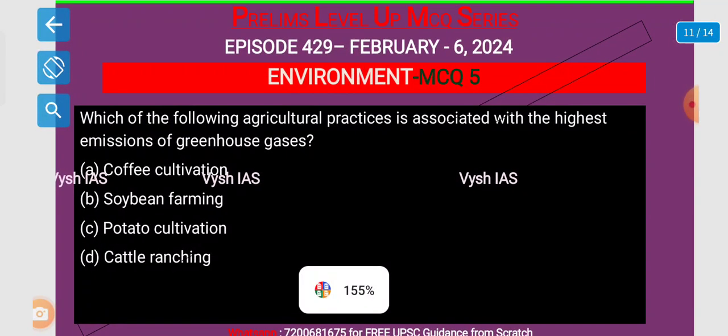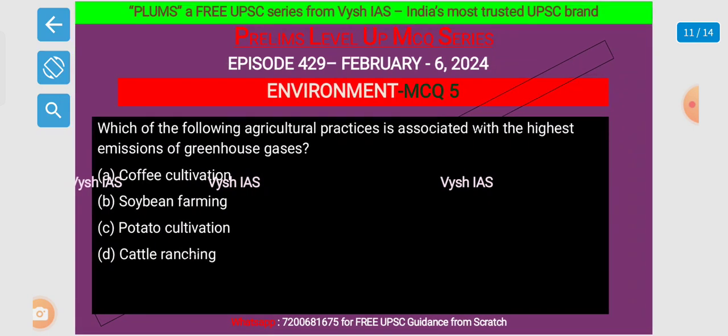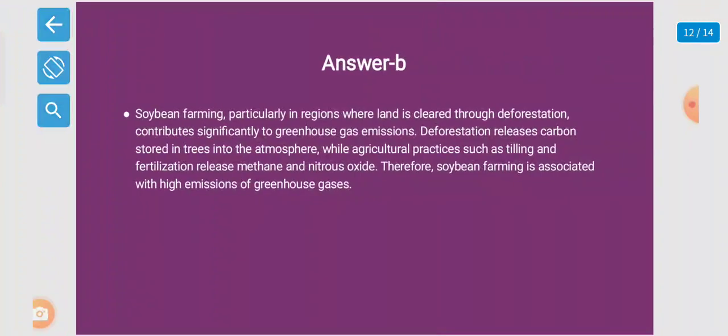Final MCQ, guys. So which of the following agricultural practices is associated with the highest emissions of greenhouse gases? Okay, so we are talking about which causes the highest emission here. So options are A, coffee cultivation, B, soybean cultivation farming, C, potato cultivation, or D, cattle ranching. So which of these causes the highest emission of GHGs? Let us now see the answer, guys.